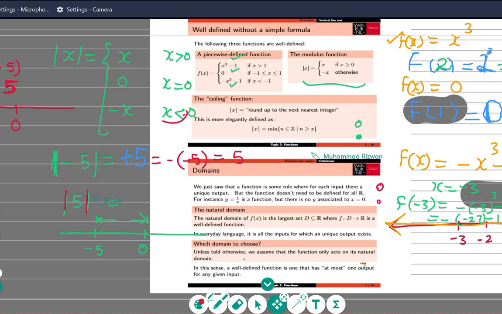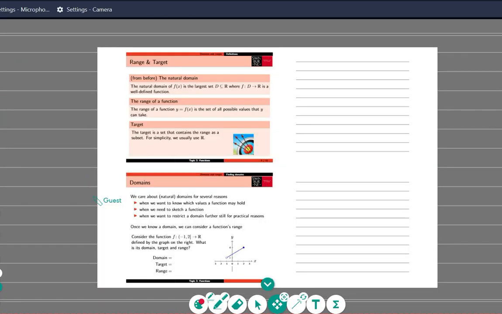It is clear, teacher. Okay, what is the ceiling function? Ceiling function you should also understand.